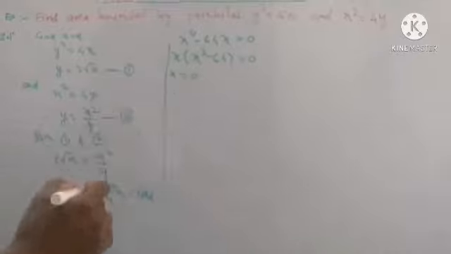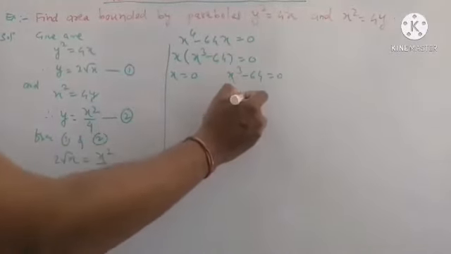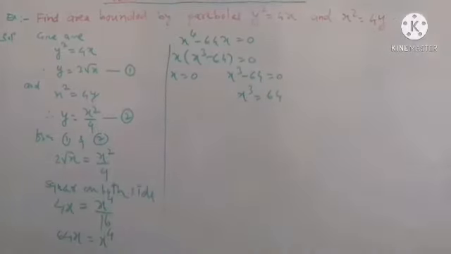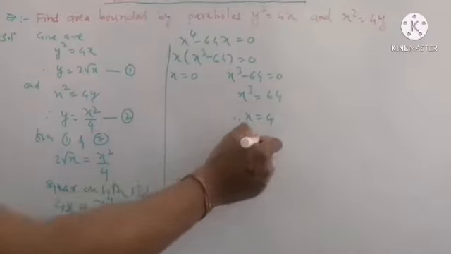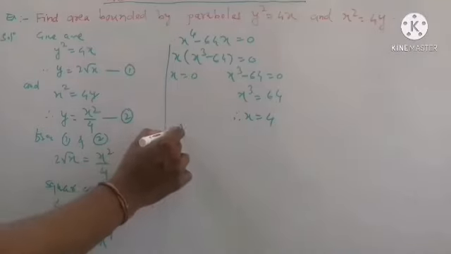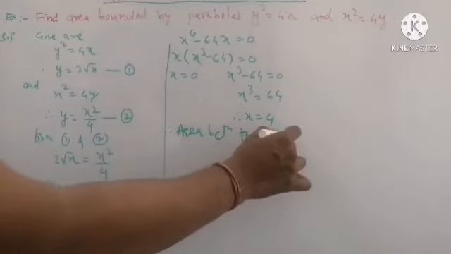Now we get two factors. The first factor is x equal to 0, or the second factor x cube minus 64 equal to 0. Simplifying this, x cube is equal to 64, and we know the number whose cube is 64 is 4, so we get x equal to 4. So x equal to 0 and x equal to 4 are the x coordinates of the points of intersection between the given two curves, which are the limits of the required area. So we now evaluate the area between the two curves.